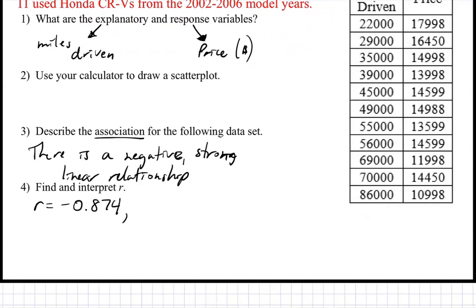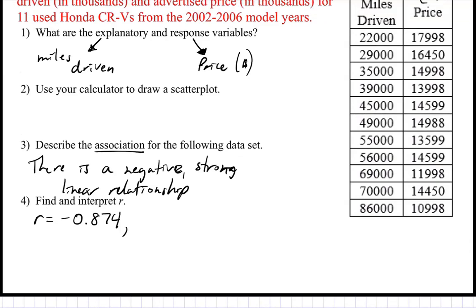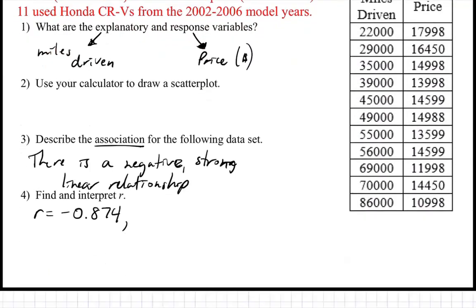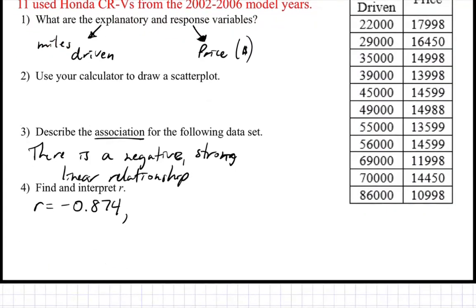Okay, so find and interpret R. How do we do that? Keep going. We already found R, so we found it. So how do we interpret that number? How do we interpret R? You explain exactly what that number is. So how do we explain what it means? Very see below.